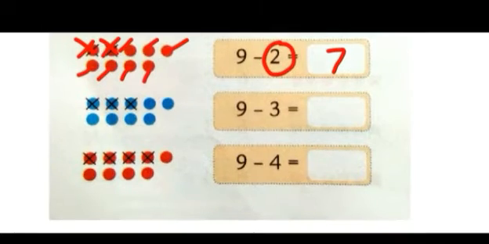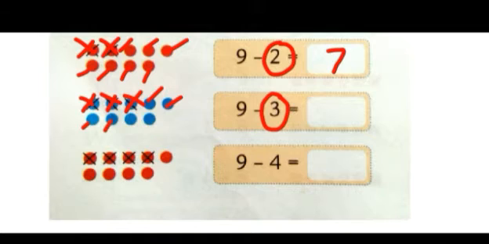Okay. See the next one. Total 9 blue dots are there. And this time, how many we have to take away? 3 dots. So 1, 2, 3. We have crossed. How many are left? 1, 2, 3, 4, 5, 6. So 6 is the answer.